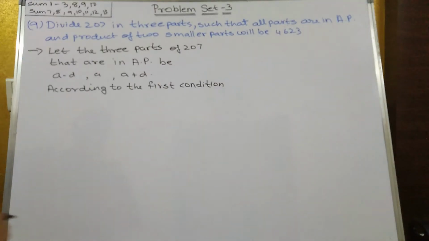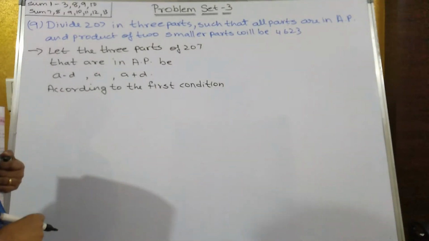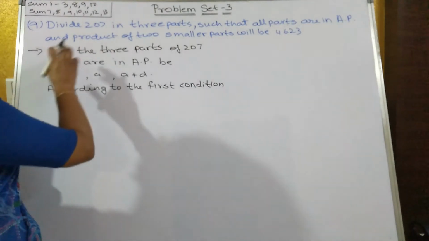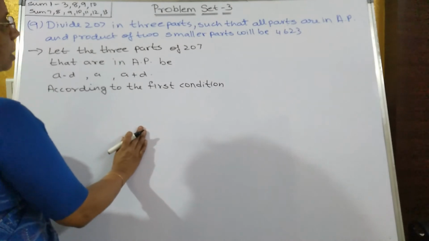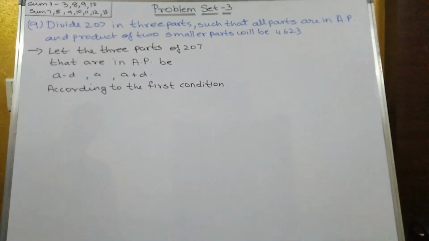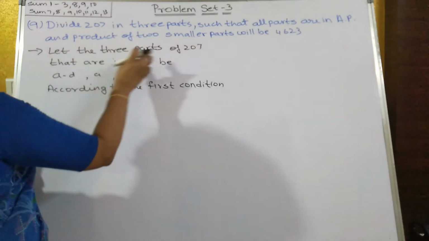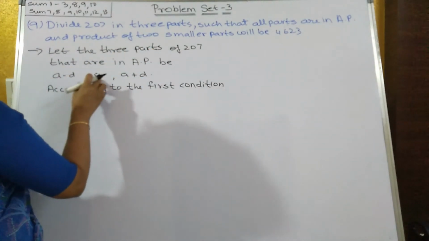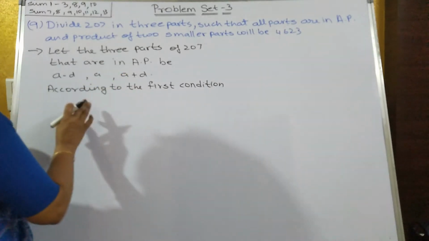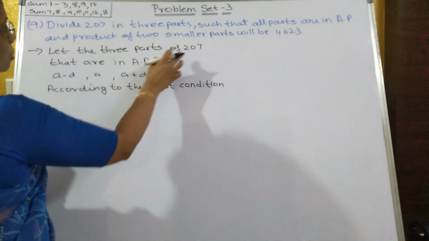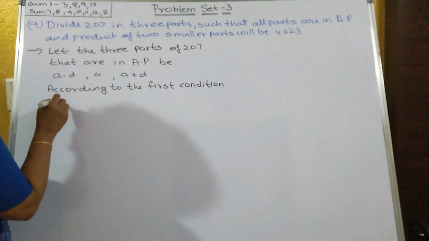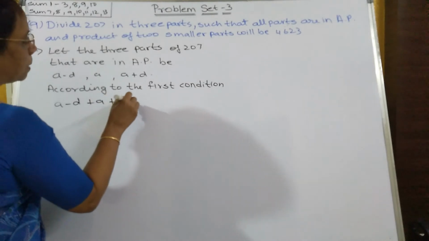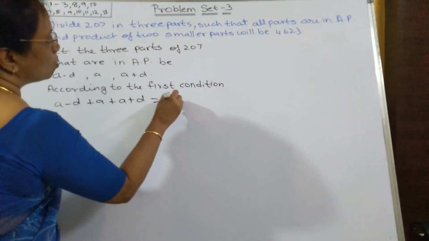Now the ninth sum: divide 207 into 3 parts such that all the parts are in AP and the product of the two smaller parts will be 4623. Since they are divided into 3 parts and they are in AP, let us take them as A minus D, A and A plus D. According to the first condition, when you add all this you should get 207. So A minus D plus A plus A plus D should be equal to 207.